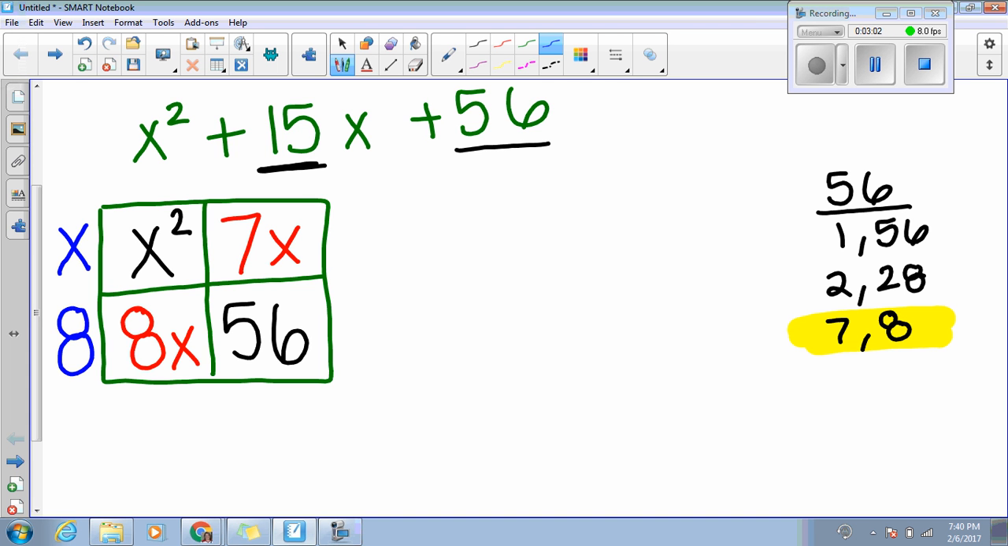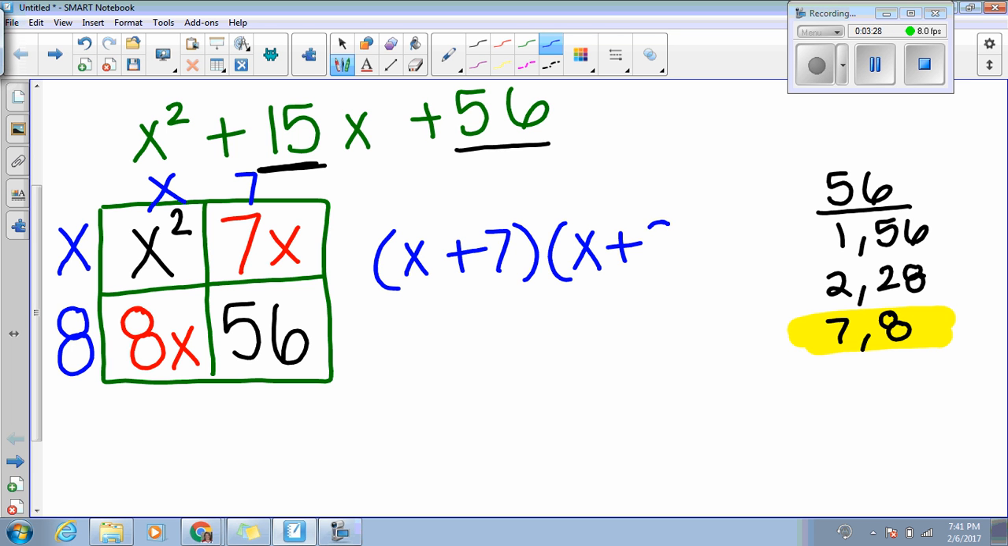Then I'm going to do the same thing with the columns. The GCF of x squared and 8x is x. And the GCF of 7x and 56 is 7. Then I'm going to put my sides into 2 binomials. So I have x plus 7 times x plus 8. And I'm all done. And if you want to check yourself, you can use FOIL or our box method to do so.